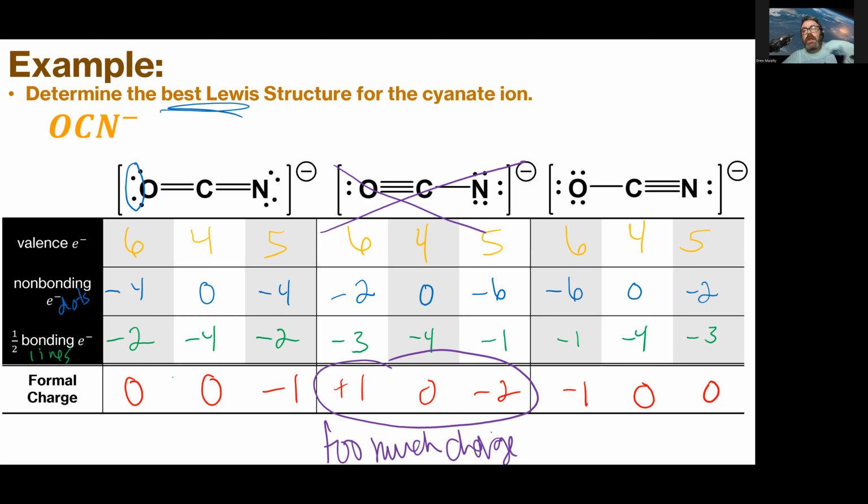Right? And if you think about it, this is a little bit weird. All of these add up to minus 1, which is what they should because our formula has a negative 1. But here we have a plus 2, a plus 1, and a minus 2. So 2 atoms have formal charge. This is not a good thing. And we have a minus 2.